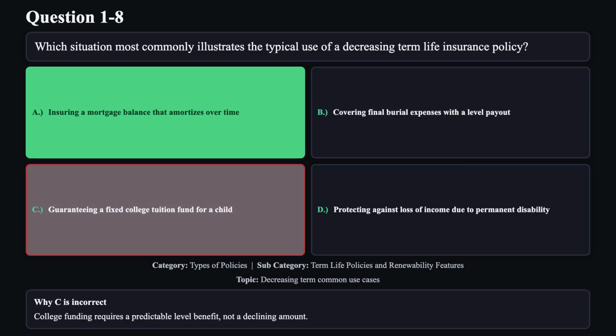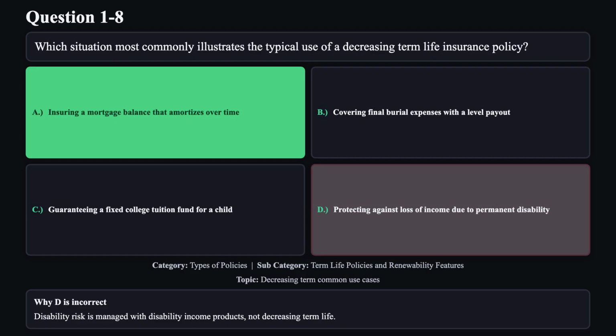Reason C is not correct. College funding requires a predictable level benefit, not a declining amount. Reason D is not correct. Disability risk is managed with disability income products, not decreasing term life.